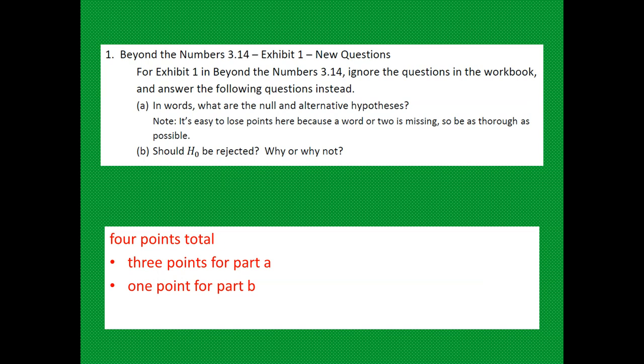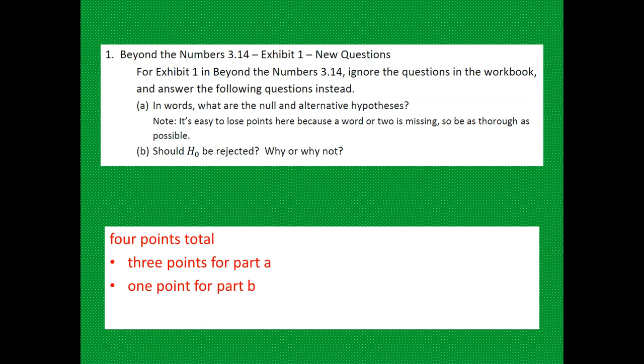As far as the points breakdown for B goes, I think that one's pretty easy to anticipate. It'll be half a point for the yes or no, and then half a point for the why or why not. Part A, writing out the hypotheses in words, is a little bit different, and we're going to go through an example in a minute. That's what's on the next slide. We'll do it with the other exhibit in Beyond the Numbers 3.14.